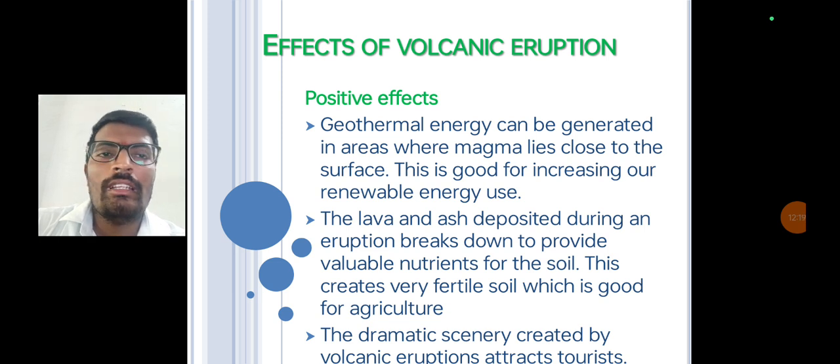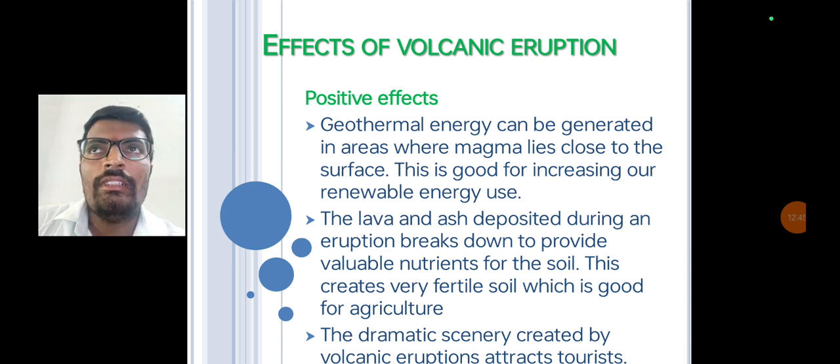In these effects there are some positive effects. The first one is the generation of geothermal energy from the magma that lies close to the surface. This is good for increasing our renewable energy use. During the volcanic eruption, heat is released, and the heat is converted into geothermal energy. Geothermal energy is a renewable energy source.